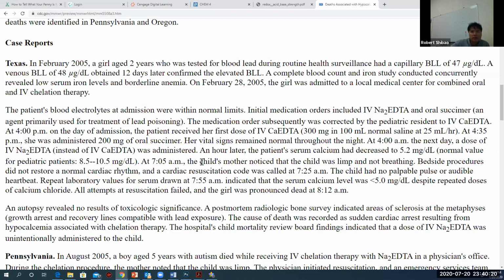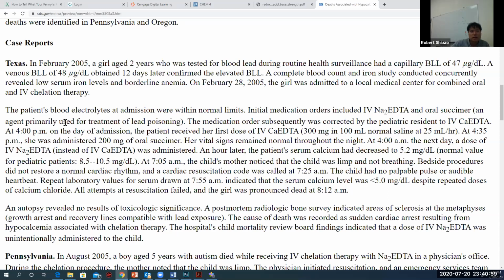At 7:05 a.m., the child's mother noticed that the child was limp and not breathing. Bedside procedures did not restore a normal cardiac rhythm, and a cardiac resuscitation code was called at 7:25 a.m. The child had no palpable pulse or audible heartbeat. Repeat laboratory values for serum drawn at 7:55 a.m. indicated that the serum calcium level was less than 5.0 milligrams per deciliter, despite repeated doses of calcium chloride to try to replace the calcium that was taken by the EDTA. All attempts at resuscitation failed, and the girl was pronounced dead at 8:12 a.m.